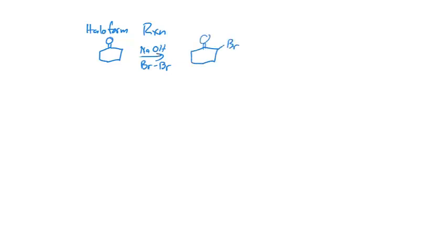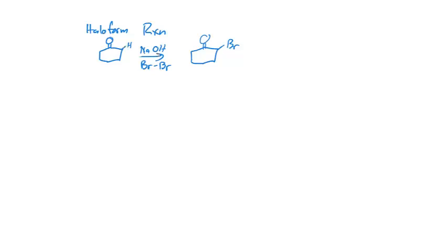Another reaction is the haloform reaction. It also involves alpha bromination, this time using base. Let me draw sodium hydroxide here and some bromine. And the end product is the alpha bromide.